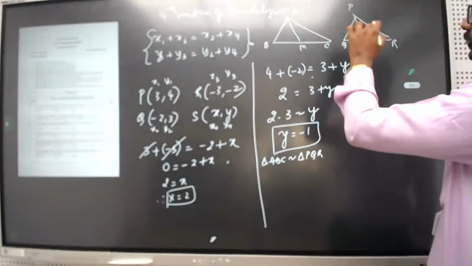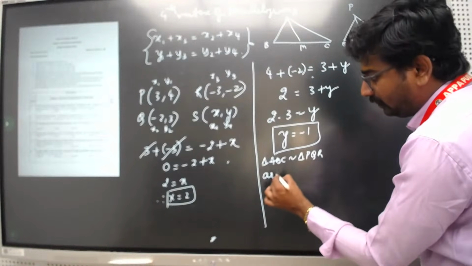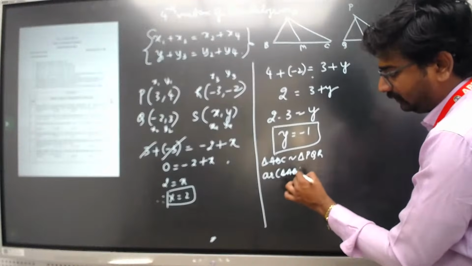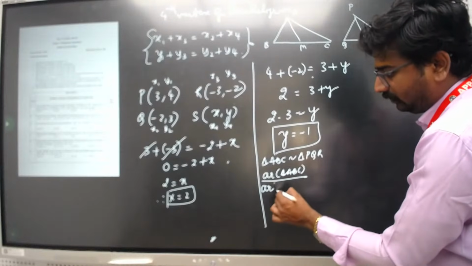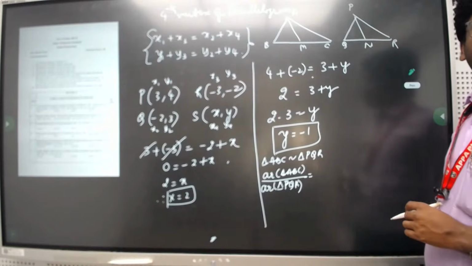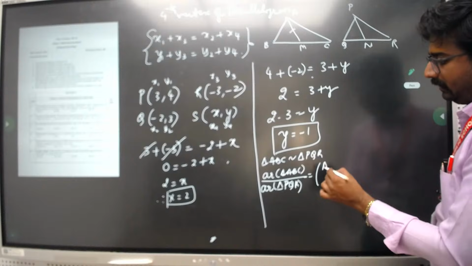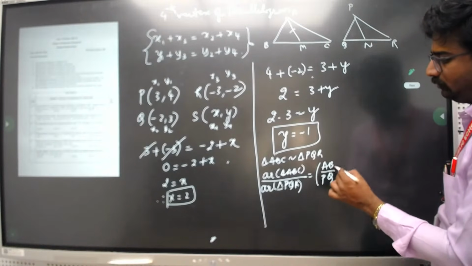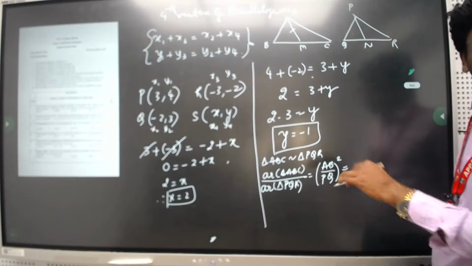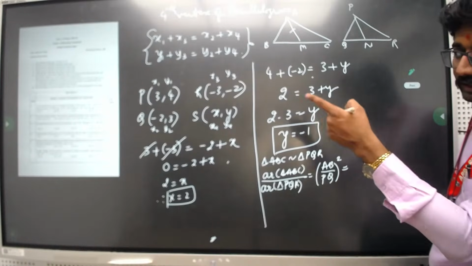Now, for this triangle, when two triangles are similar, then area of triangle ABC by area of triangle PQR will be equal to the square of the ratio of corresponding sides. Who is extra here now? Median. AB by PQ whole square is equal. It can be any side. What are they asking? Median's ratio only. What is the median ratio they give there?